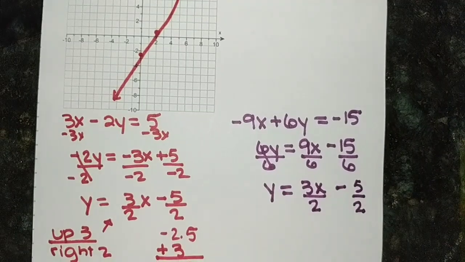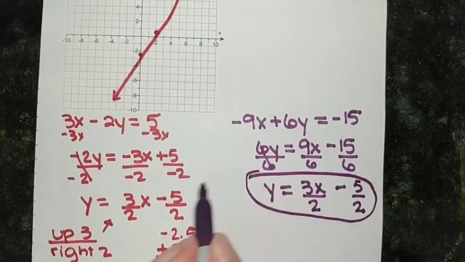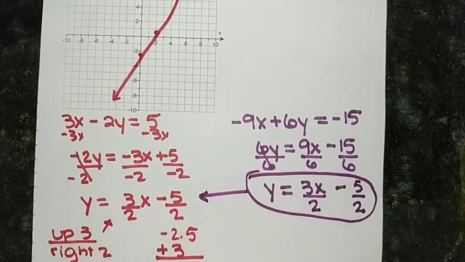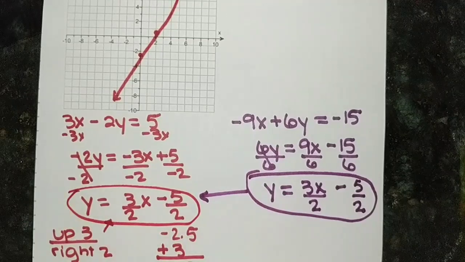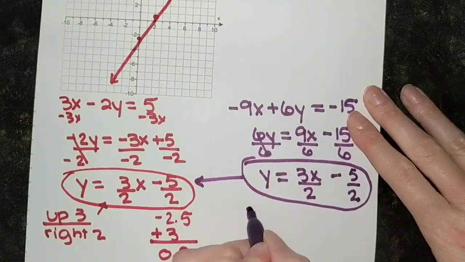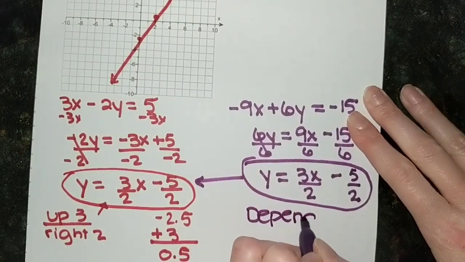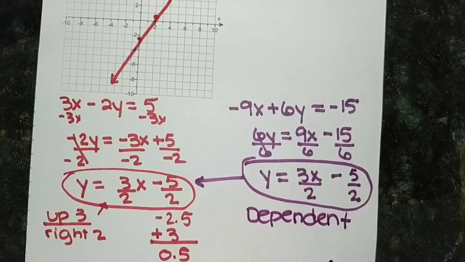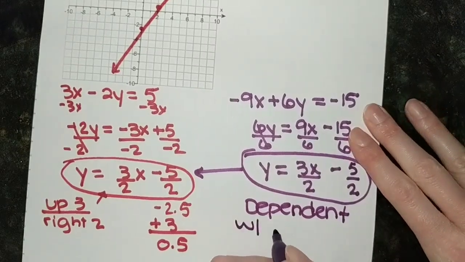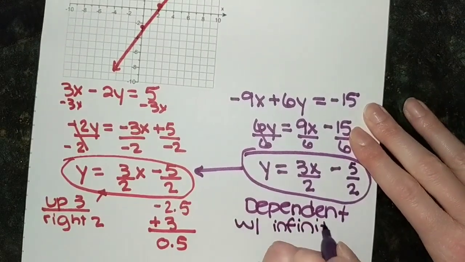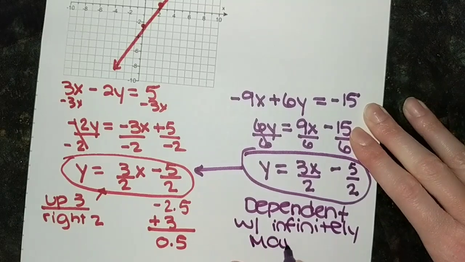And you'll notice that this second line is the exact same as the first line. So that means that your two lines basically coincide. They're exactly the same. And so you would have to say that this is a dependent system with infinitely many solutions, and the infinitely many solutions lie on the line. So it's dependent with infinitely many solutions.